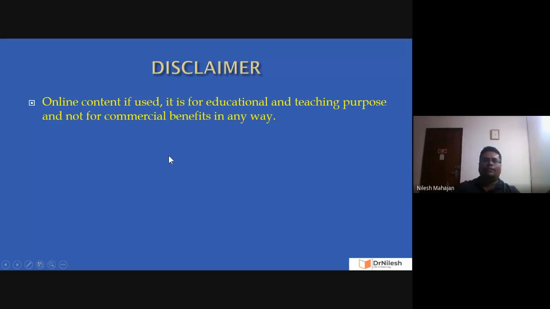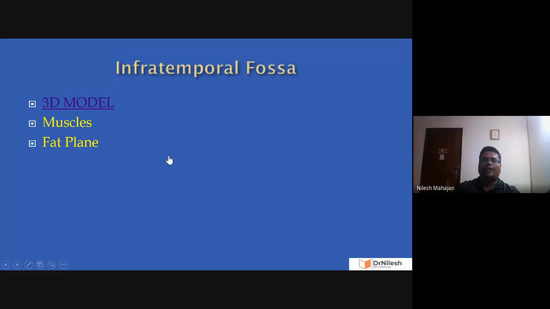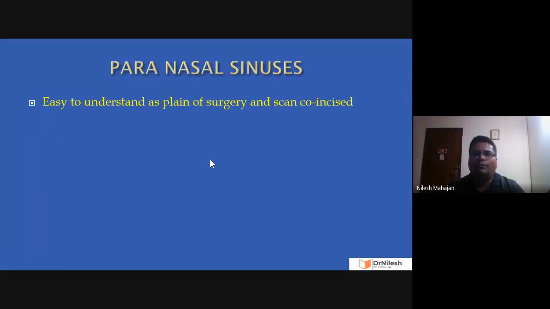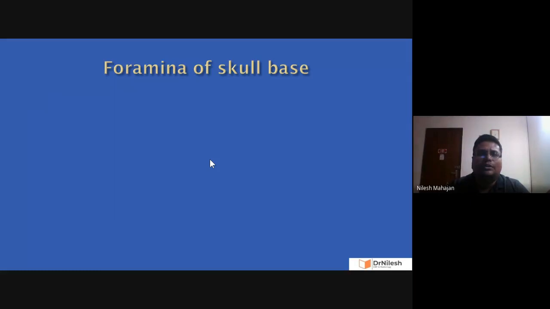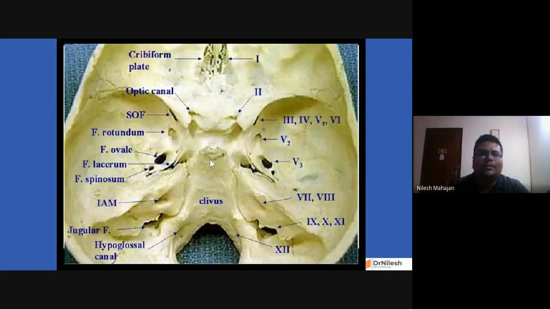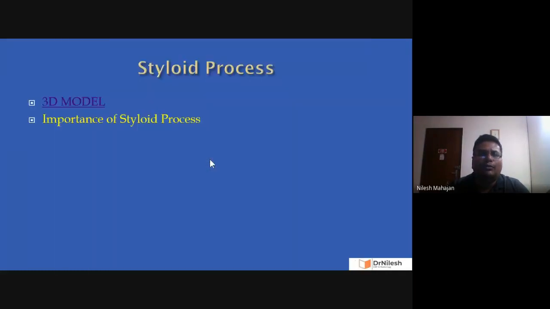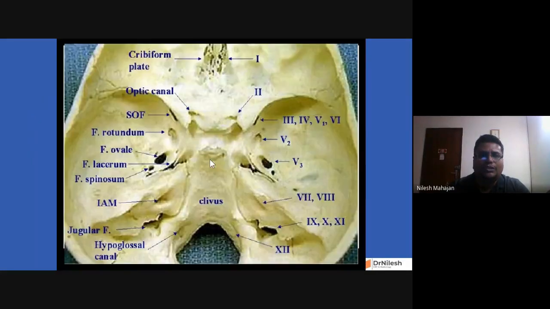As I divided my lectures in many parts, I'll be taking it in one hour. So for today, I think we will stop here. From next time, we'll start with the infratemporal fossa, which is still non-temporal part. Then the foramens of the skull base we have to see. And then we'll start the proper temporal bone, that is from the styloid process.